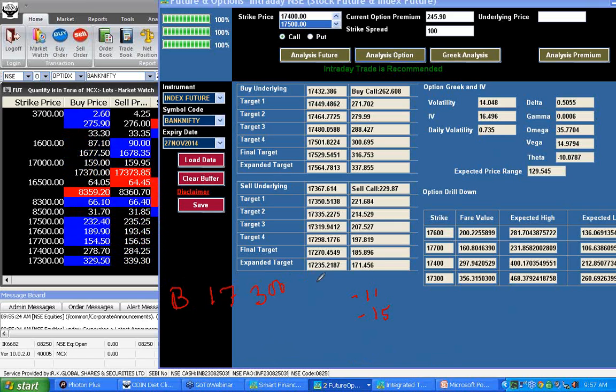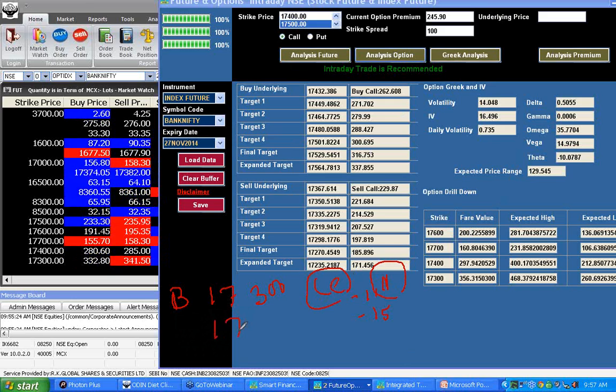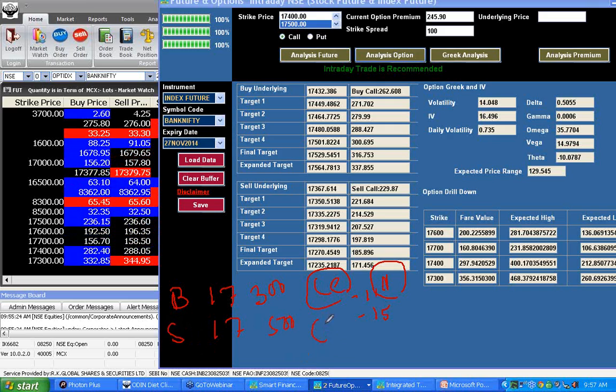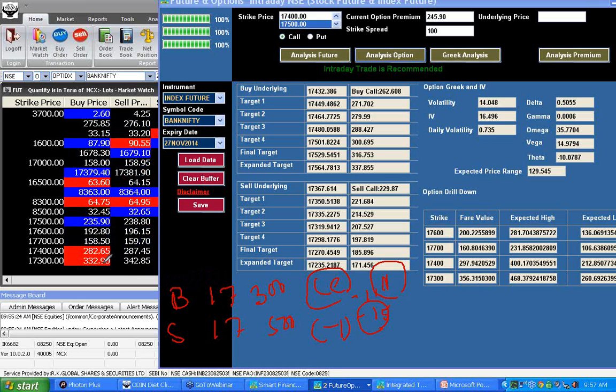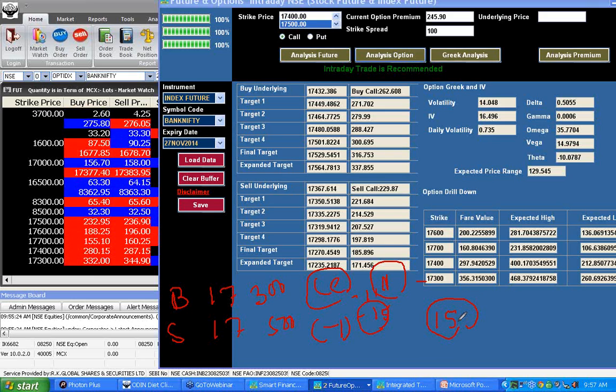a 17,300 call option, one lot, and I'll be selling the 17,500 call option, one lot. My profitability will be this 15 or 16 points of arbitrage value which is inducted in this 17,300, that I want. So that money I want.